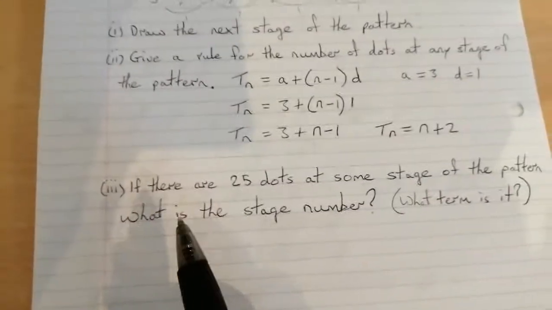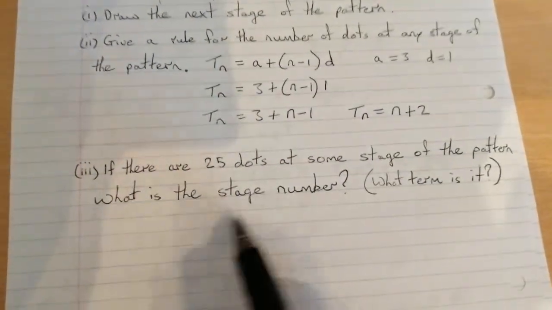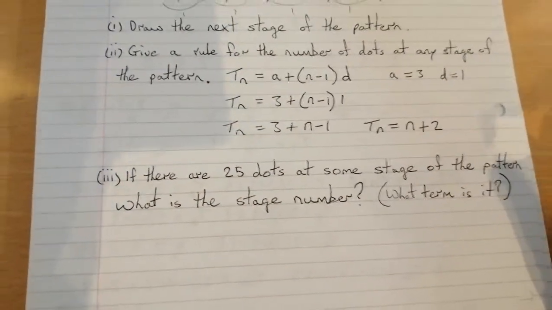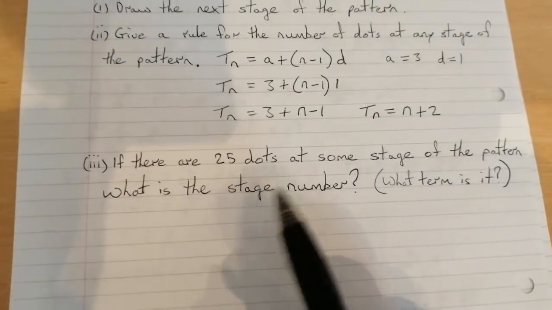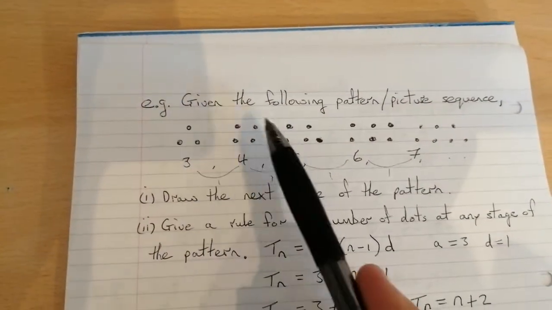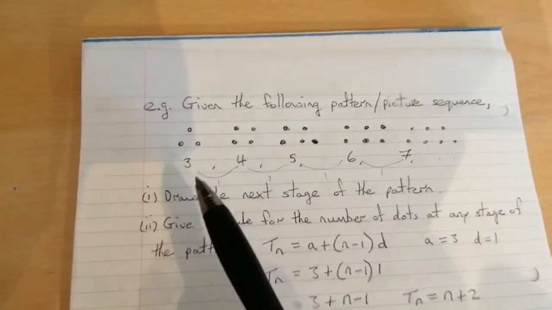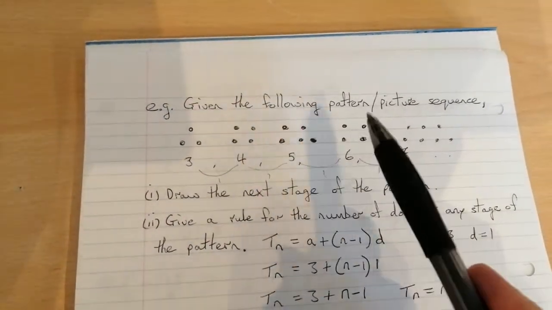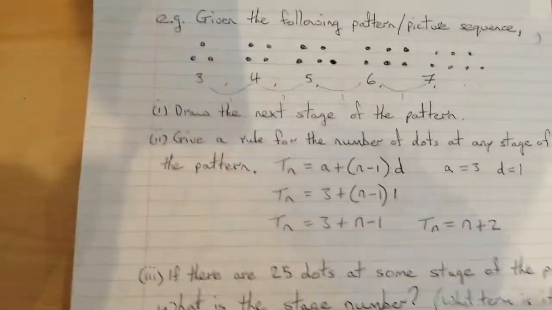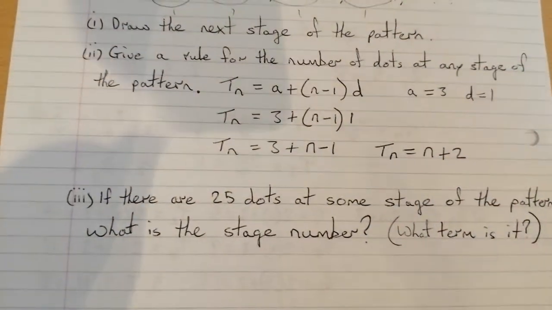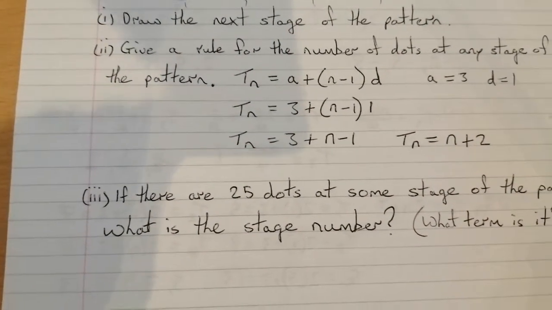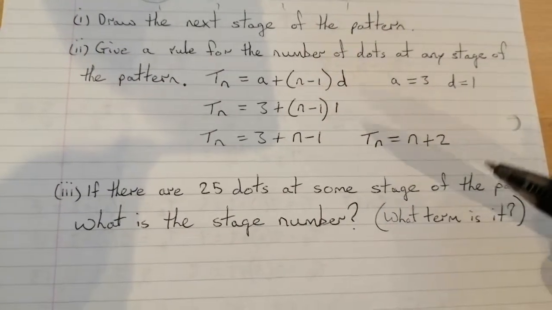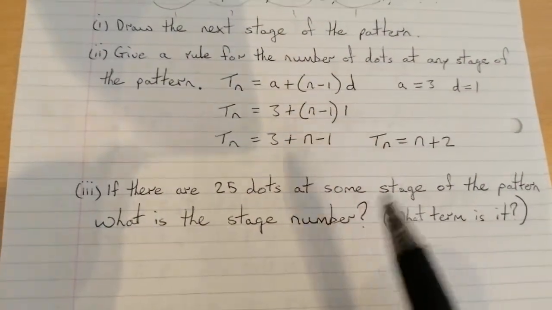The next thing then is, if there were 25 dots at some stage of the pattern, what is the stage number? Now, a few things to note about that, because this is new territory from yesterday. When they talk about what is the stage number, sometimes instead of calling these terms like term 1, term 2, term 3, term 4, term 5, they'll call it stage 1, stage 2, stage 3, stage 4. So when they say a stage in the pattern, they're talking about a term or a position still, like the 5th stage is the 5th term, the fifth position, isn't it? So it's position we're talking about. So that's the first thing, that sometimes they'll use stage instead of term.